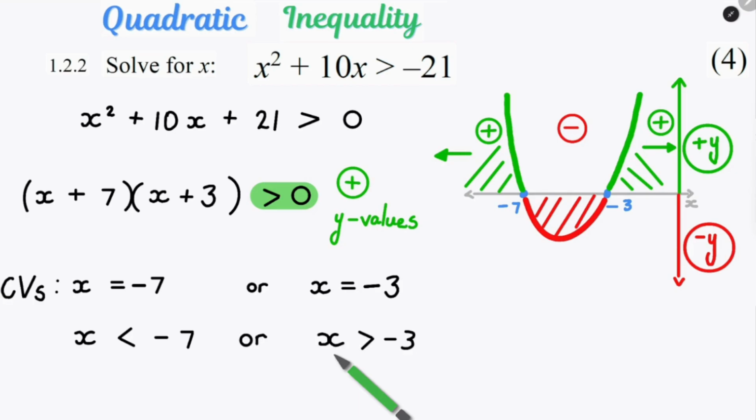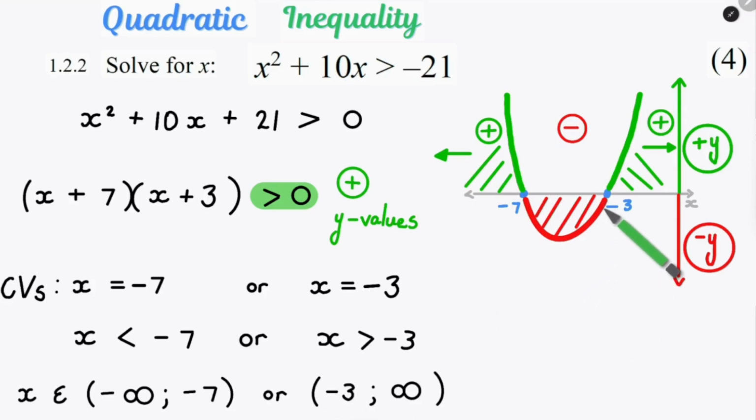There is another way you can represent this answer, and it's called interval notation. With interval notation, you start off with x is an element of, and then we always use round brackets for infinities. We're saying it starts at negative infinity and it stops at negative 7 with this notation. Then we use the word or, and we open up a new bracket, and that one's going to go from negative 3 all the way on to infinity. It will go on forever.